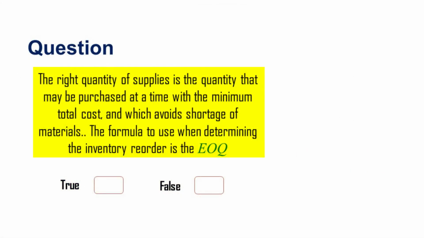Question. The right quantity of supplies is the quantity that may be purchased at a time with the minimum total cost and which avoids shortage of materials. The formula to use when determining the inventory reorder is the EOQ. True or false?